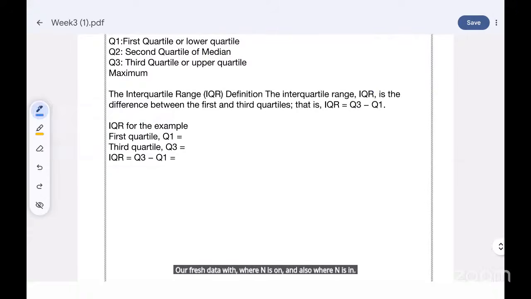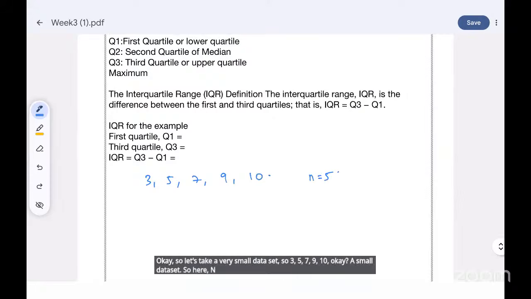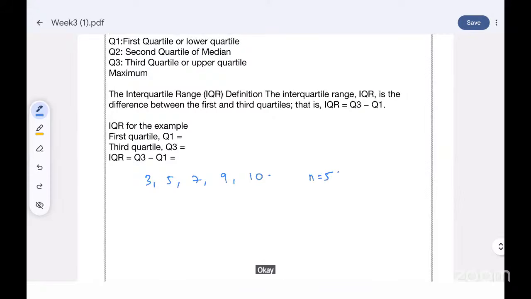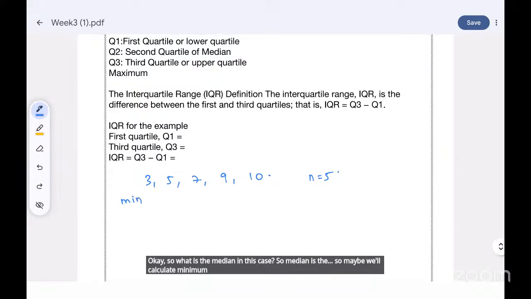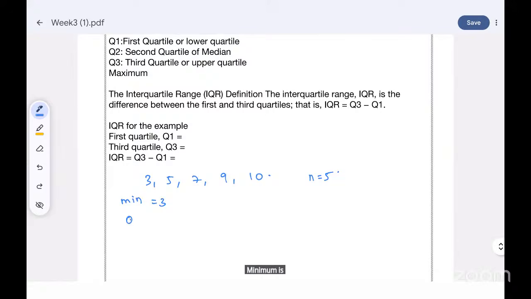Okay, so let's take a very small data set: 3, 5, 7, 9, 10. So here n is 5. What is the median in this case? Maybe we'll calculate the minimum first. Minimum is 3, and then we will calculate Q1.